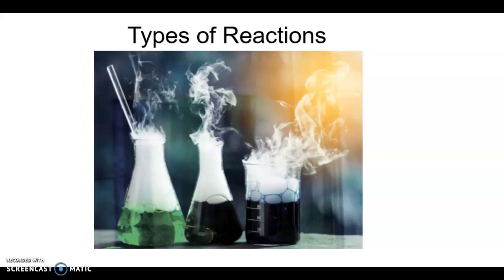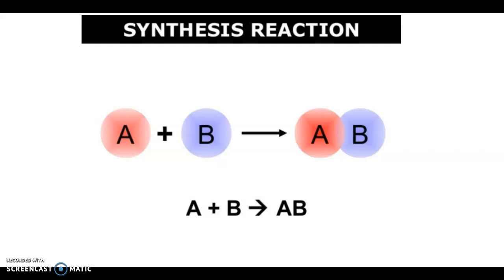Hey everyone, today we're going to be learning about different types of chemical reactions. So the first type that we'll cover here is called a synthesis reaction. Any synthesis reaction is going to have two or more reactants.